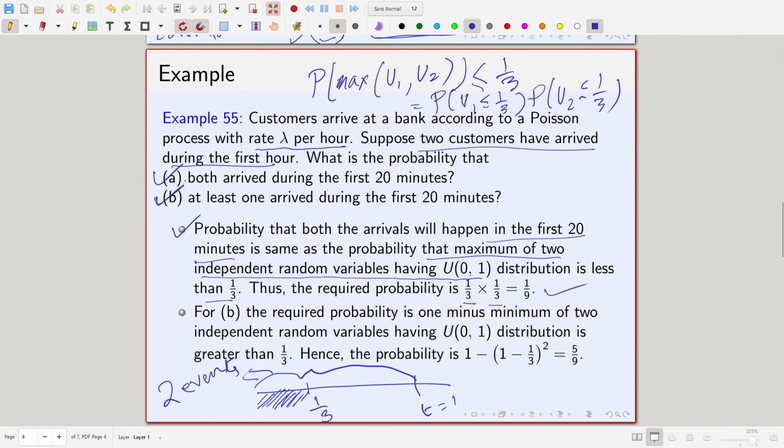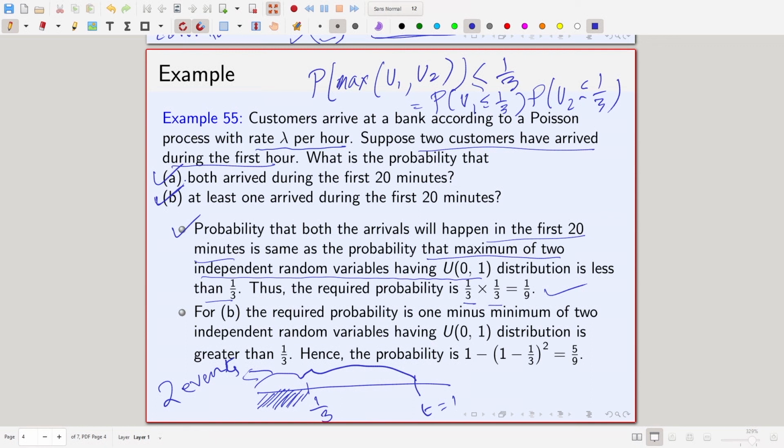Now, let us look at the second problem. Here we are asked for the probability that at least one arrived during the first 20 minutes. If we can find the probability that no one arrived within the first 20 minutes, then doing 1 minus that probability gives the required probability. This is one standard trick.